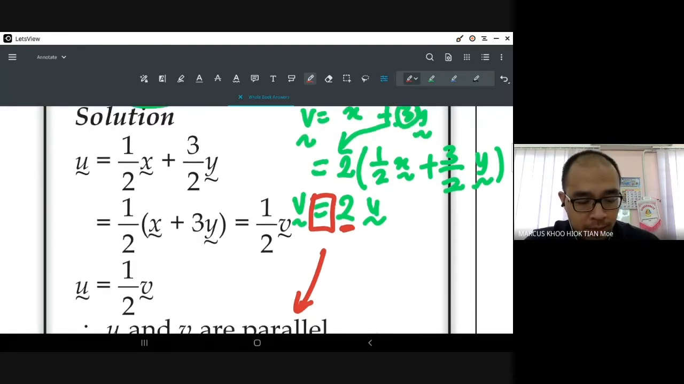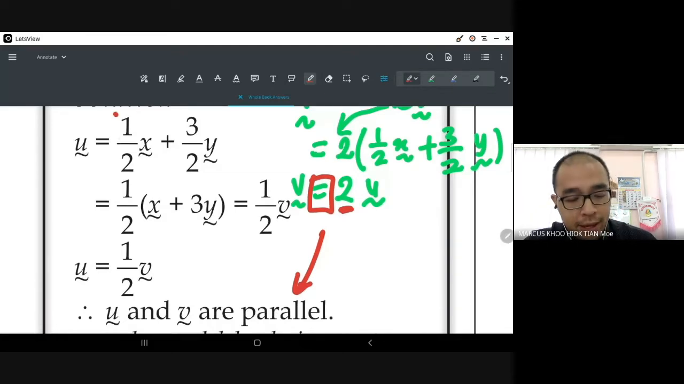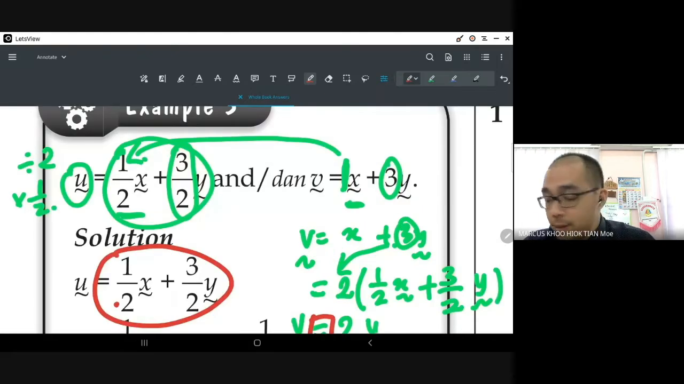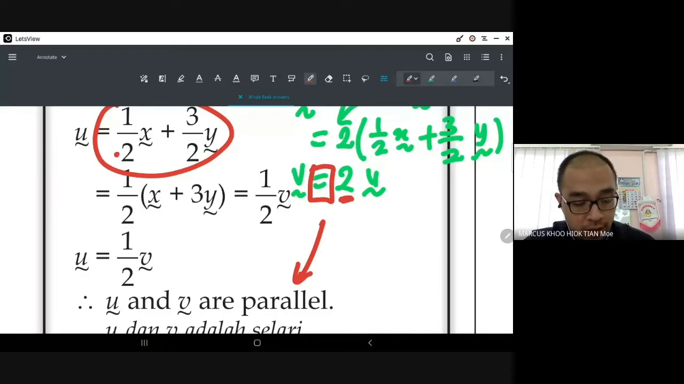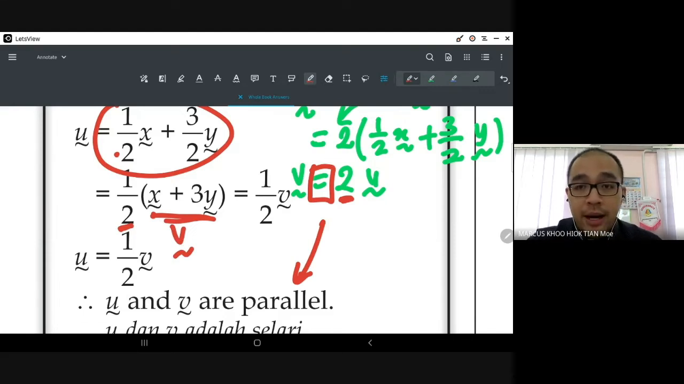In this example, what they did was they started with the half x, and then they wanted to change the half to become 1. So they factorized out the half. You get 1 plus 3y, then this one is actually vector v. So you get half v.